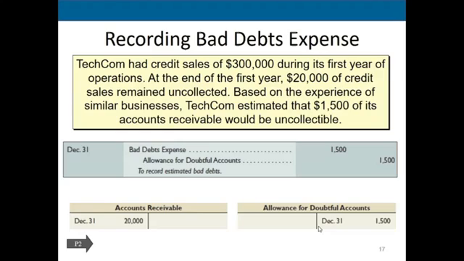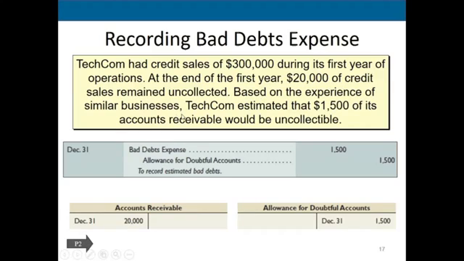TechCom had credit sales of $300,000 during the first year of operations. At the end of the first year, $20,000 of credit sales remain uncollected. So we don't really care about the $300,000 except for maybe making our estimate. So we have $20,000 credit sales remained uncollected. That means accounts receivable has a $20,000 balance. You can see that down here.